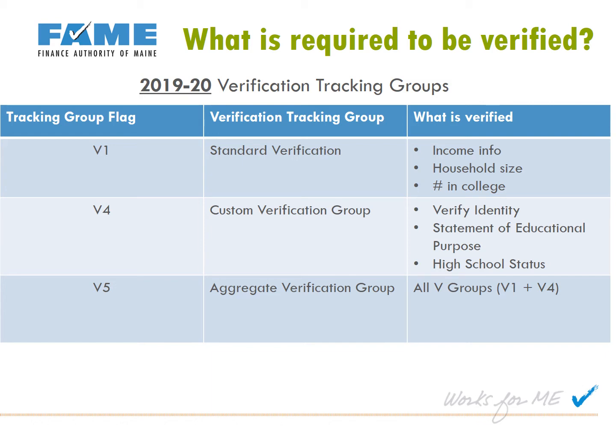That's what the school has to verify. If someone is in the V4 group, this is a custom verification group. The college is required to verify the student's identity. The student has to appear in person and sign a statement of educational purpose, and they have to verify their high school completion status. So verifying that where they've graduated from, either high school or an equivalent, maybe a HiSET or GED, matches what's on the FAFSA. If they're selected for the V5 tracking group, this is what I call all of the above. This is the aggregate group. This means everything from V1 plus everything from V4.